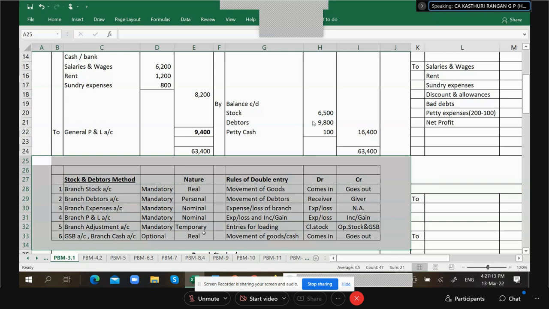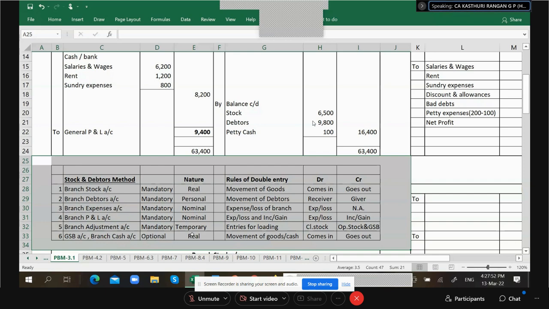Branch adjustment account is a temporary account that is prepared only for making entries for loading. Loading on closing stock is debited. Loading on opening stock and GSB is credited. The net result will be taken to the branch P&L account. Suppose you prepare GSB account and branch cash account, which is optional. GSB and branch cash are real accounts. So see whether money comes in or goods come in, debit. Money goes out, goods go out, credit. If you try to understand stock and debtors method in this manner, then it is very, very easy for us.